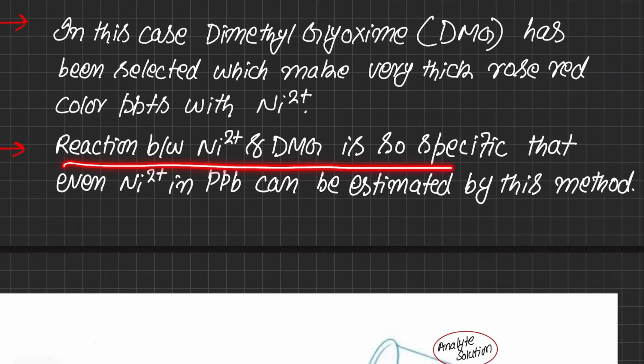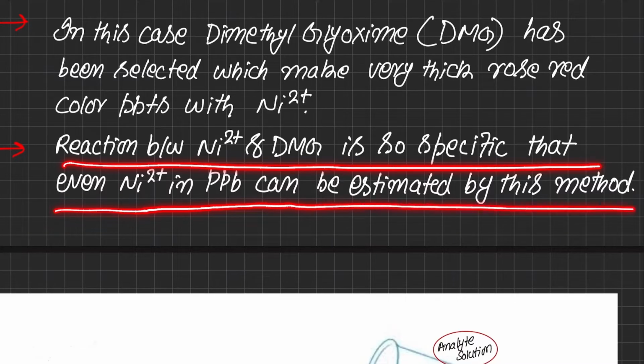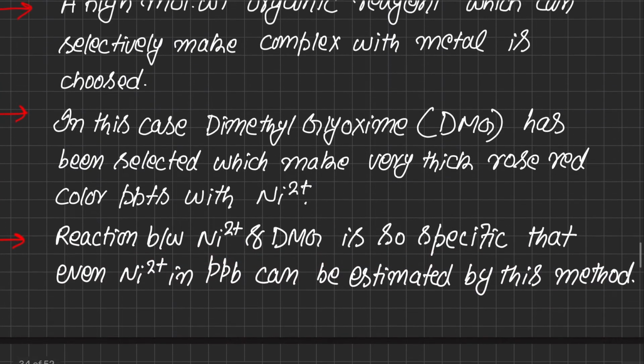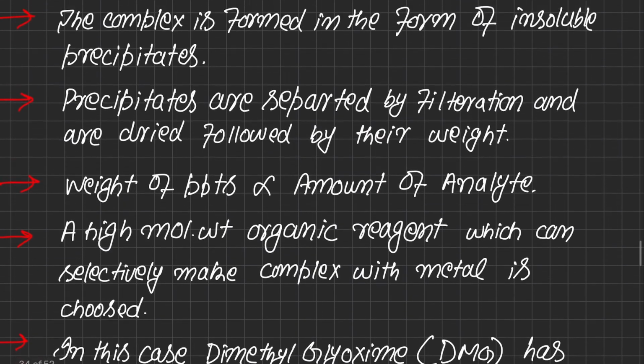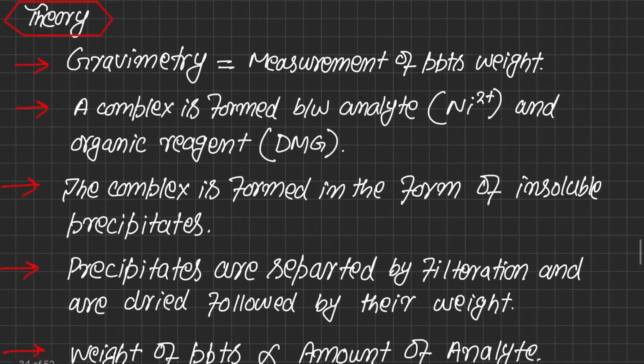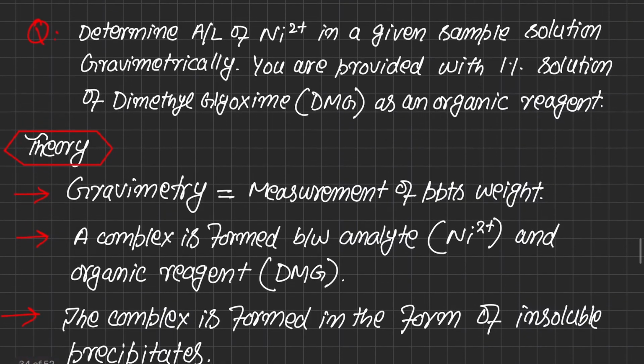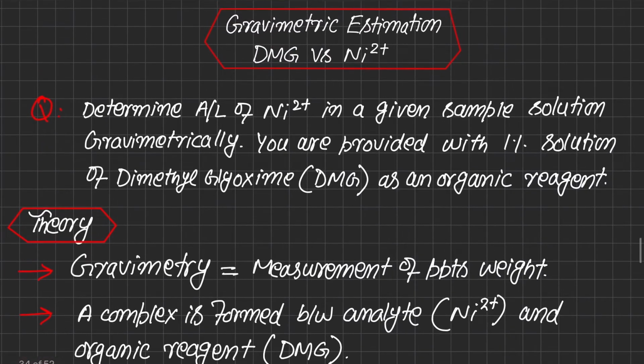Now the reaction between nickel and DMG is specific, and it is so specific that if nickel is present in the parts per billion range, then DMG is able to make a complex with this little amount of nickel. So that is why we are using DMG for the estimation of nickel, so that it can even react with very minute amounts of nickel analyte in the given sample solution.